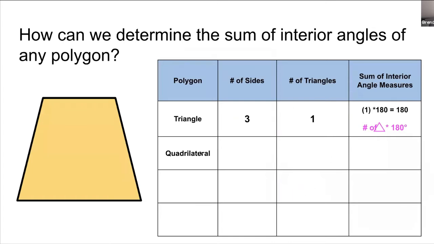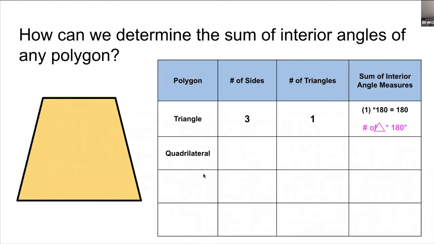Let's create a table. We already did our first shape, the triangle. We're going to classify the number of sides, the number of triangles inside, and the sum of interior angle measurements. So obviously the first one that we have was a triangle. We figured out that a triangle has three sides, and the number of triangles, well, it's a triangle itself, so there's only one. We're going to start seeing patterns where we multiply the number of triangles by 180 degrees, and it gives me the sum of interior angles, right?